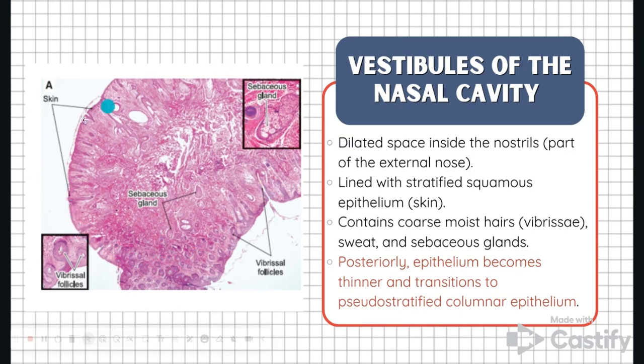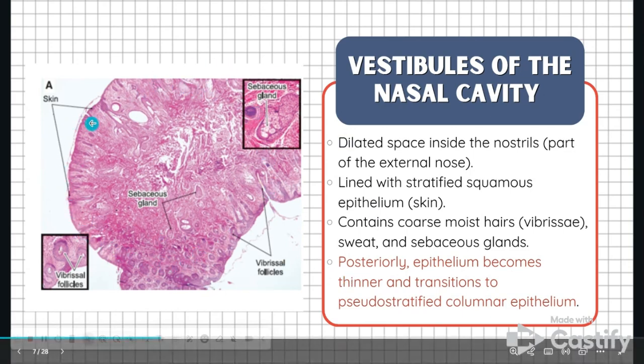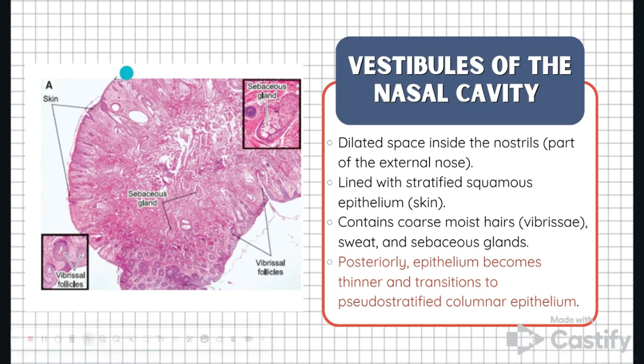This is the vestibule, and I want you to just notice this is the skin. So this is going to be stratified squamous, correct? Because this is skin. Skin is going to be stratified squamous, and as we transition, getting deeper, it doesn't show it here, I don't believe. It's going to be pseudostratified columnar epithelium. So far, I think pretty easy, straightforward, nothing too difficult yet.